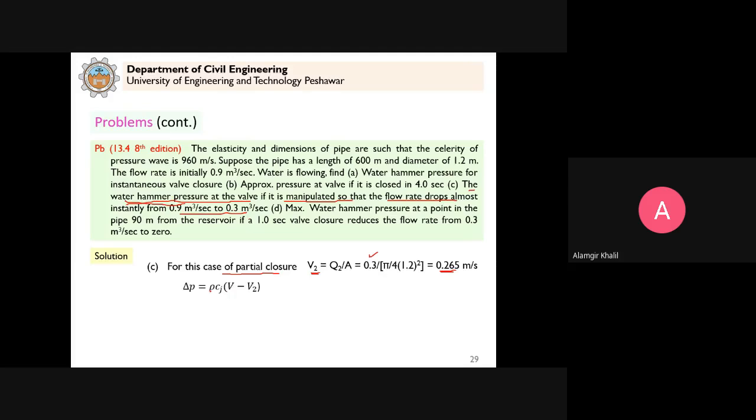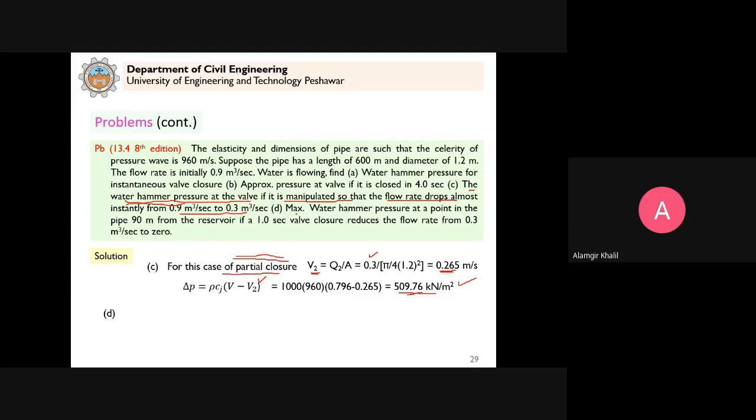So now instead of rho Cj into V, we have V2 because it is partial closure. If it is complete closure, V2 will be 0. So now you can plug in the values and you can calculate the water hammer pressure.